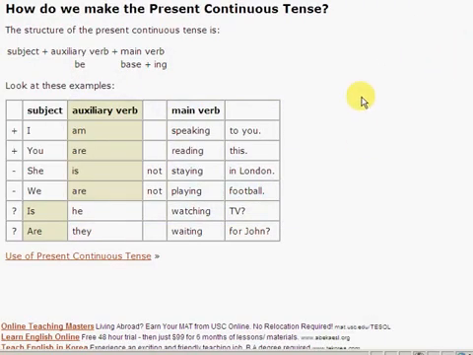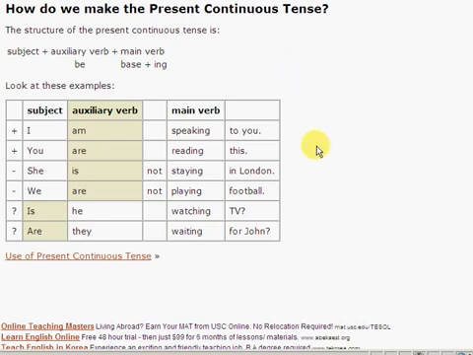First, let's discuss how we make the present continuous tense. The structure is this one. We have the subject first, and then the auxiliary verb be, then the main verb, and then the ing form. Again, our first word should be the subject, followed by the auxiliary verb or the be verbs, and then the main verb in base form plus ing. Or we can just say the ing form of the verb.